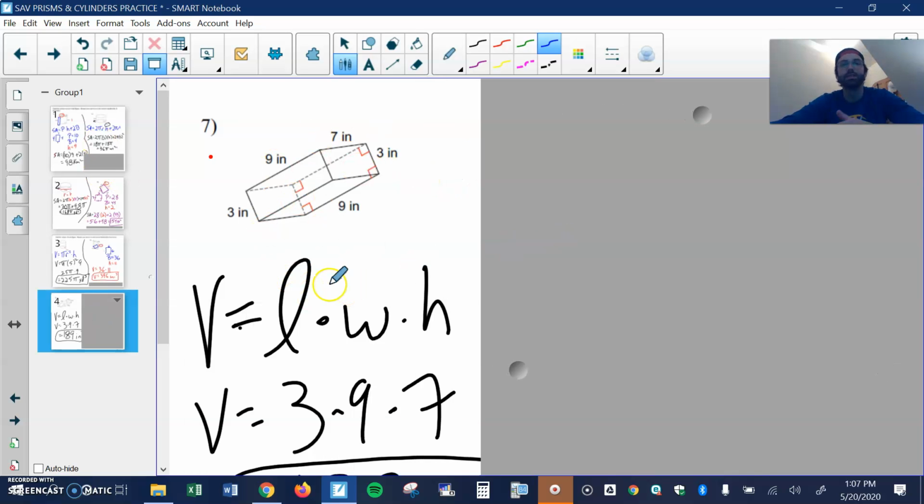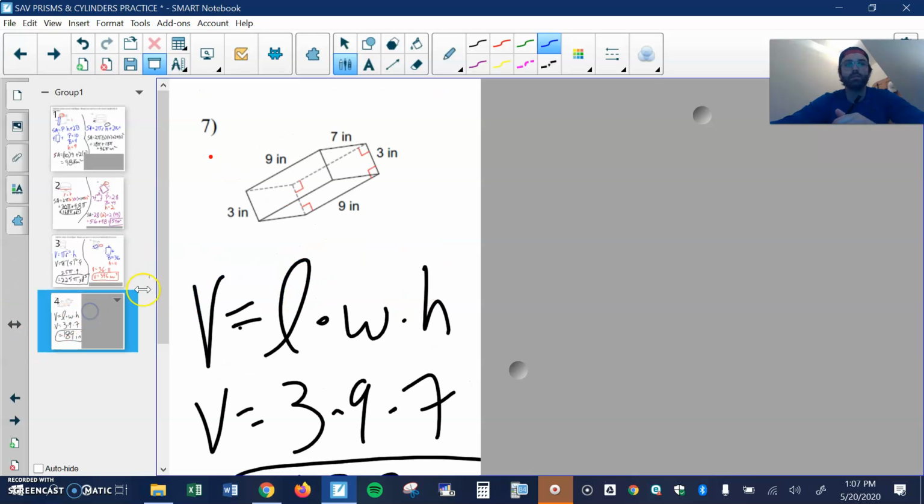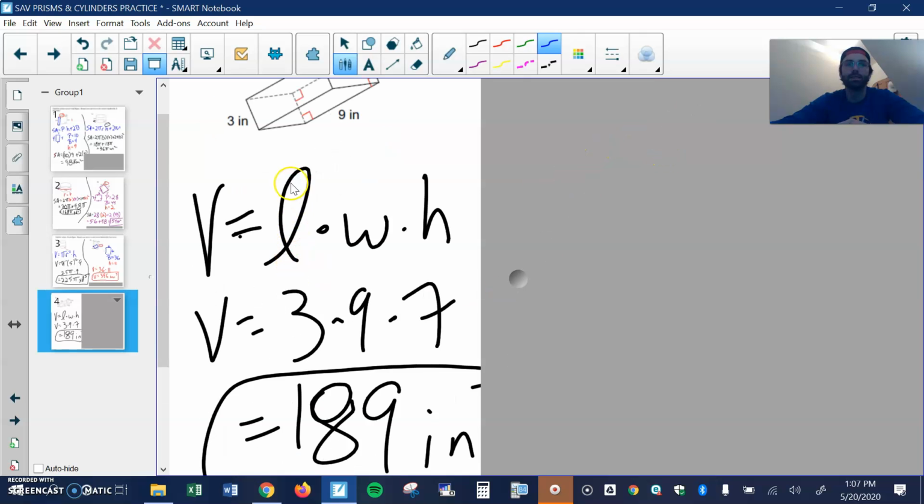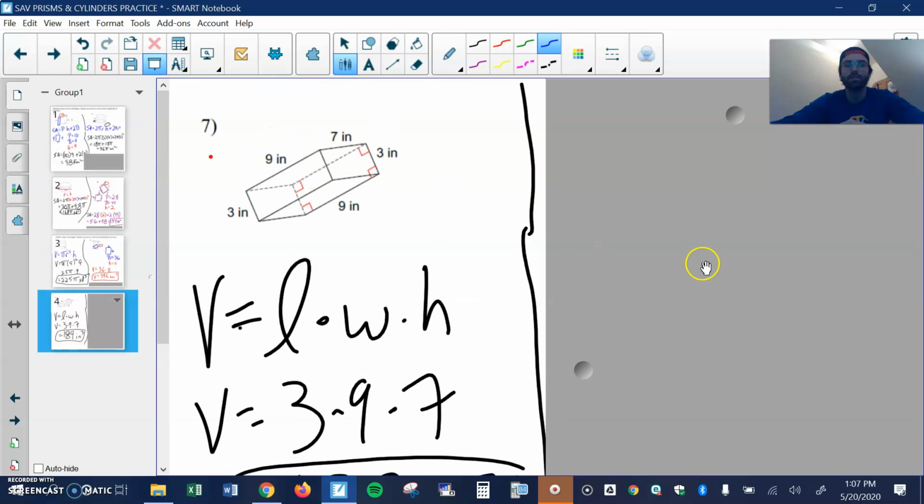So I have a rectangular prism. I chose to use the quote-unquote shortcut: just do length times width times height. So 3 times 9 times 7. Obviously, for this one, you could have done the same thing: 6 times 6 times 11. But since there are so many 6's here, I chose to use the base to find the area of the base first. I guess there's a couple 9's and a couple 3's. But you should get 189, and that's inches cubed.